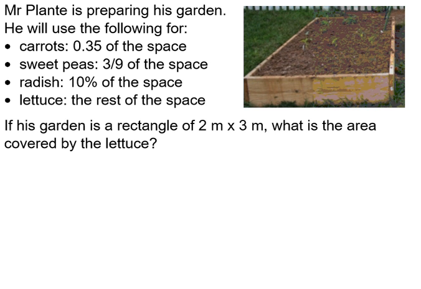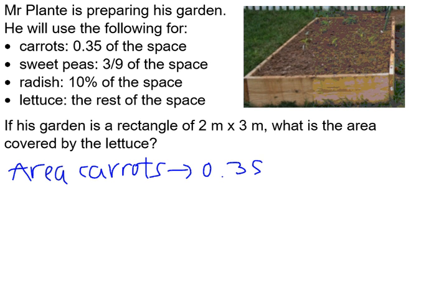So there are different ways to do this problem. I'm going to show you two different ways, and you might even have your own way. So let's look at the area for carrots. The area for carrots is 35 hundredths, so 0.35 of the space.